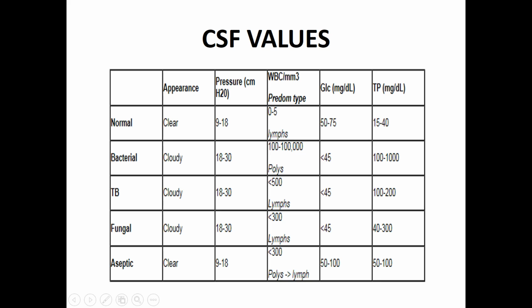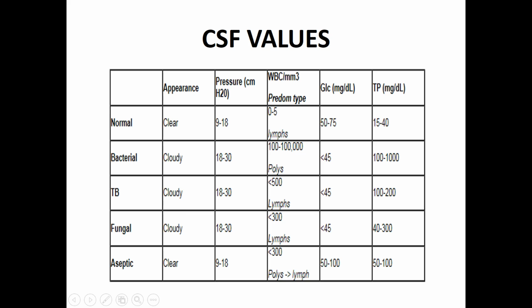So again, I will repeat: in the bacterial infection the appearance will be cloudy, the TLC count will be raised, the predominant cells will be the neutrophils, and the glucose count will be decreased. In TB, tuberculosis, again the appearance will be cloudy. The cell count is not as much as in the bacterial infection, the predominant cells will be the lymphocytes, the glucose content will be less than 45, and the protein count will be normal or increased.